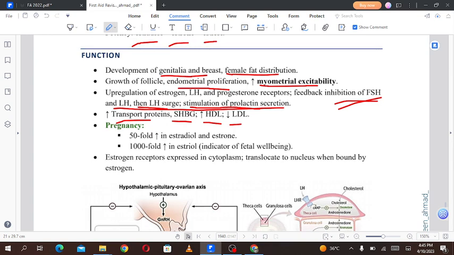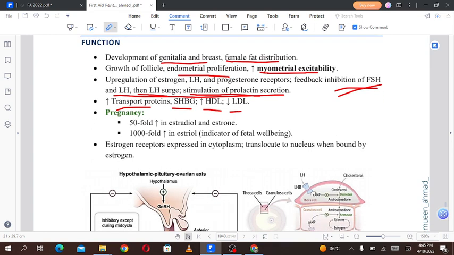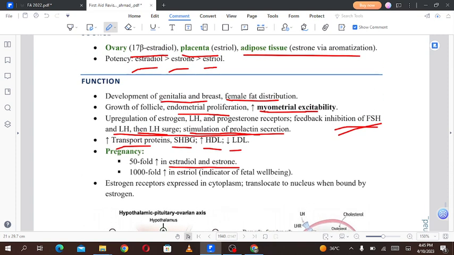In pregnancy, there will be a 50-fold increase in the estradiol and estrone, because the female is gaining fat when she is pregnant. So we know that estrone is being produced by the adipose tissue, right? And secondly, the estradiol is being produced from the ovaries. So the ovaries are hyperfunctioning when the person is pregnant. This is just a mnemonic, not a scientific basis for what I'm saying right now.